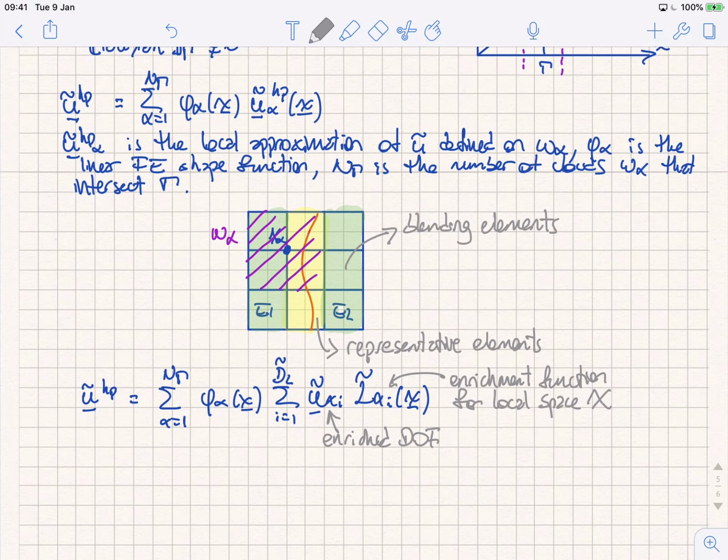And this is just some mathematics. I call this Chi alpha, and this is non-zero only in the cloud, but don't worry about it. The idea is that the behavior of that enrichment function is basically localized to that cloud, and that is what is important here. If you think of that cloud as just a set of interconnected elements to that node, then I want that cloud to be able to reproduce this discontinuity. I'm going to do that by means of these enrichment functions.